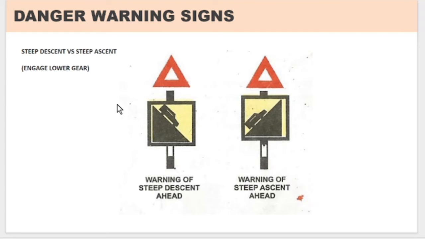That is very important. Okay, so one of the questions that comes up in VID, very regularly, is what are you supposed to do at a steep descent, and what are you supposed to do at a steep ascent? So there is just one answer. What you're supposed to do at a steep descent is engage a lower gear, and that is also the same thing that you're supposed to do at a steep ascent. You engage the lower gear.